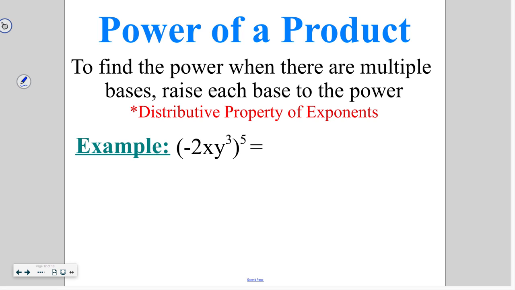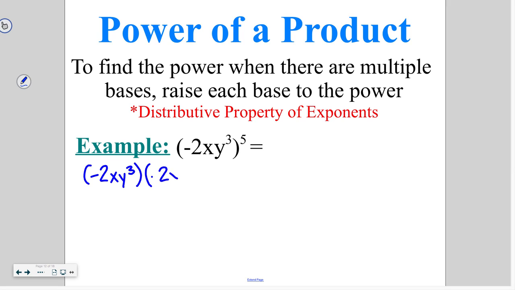The last thing we have is the power of a product rule. So this is to find a power when there are multiple bases. We have to raise each of those bases to that power. So this is kind of like our distributive property of exponents. We have things being multiplied inside the parentheses. This is -2 times x times y to the 3rd. And that whole expression is being raised to the 5th power. So again, if I broke this down, it'd be -2 x y to the 3rd.